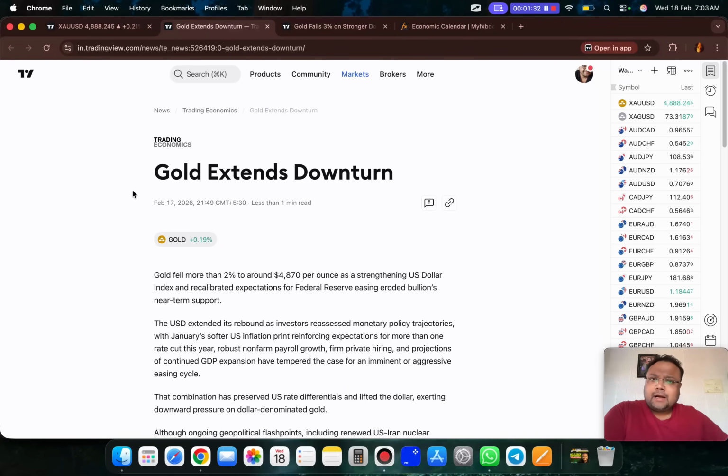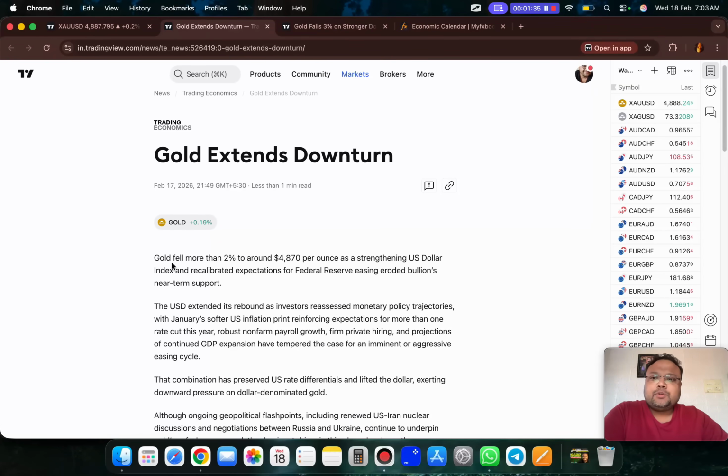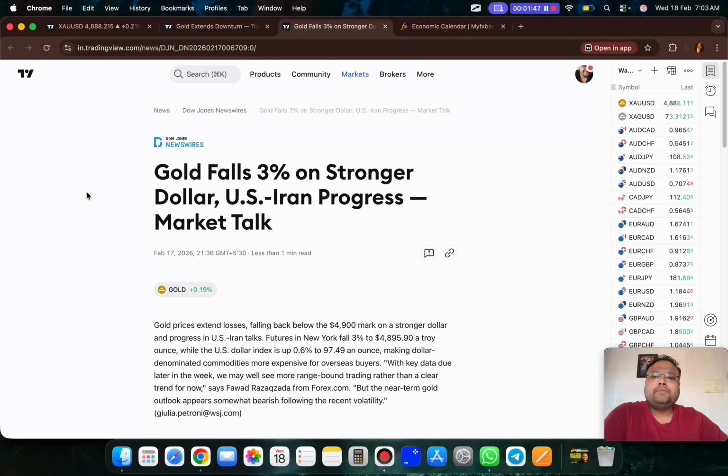And if we look at the present market sentiment, you can see gold extends downturn. Gold fell more than 2% to around 4870 per ounce, as strengthening US dollar index and recalibrated expectations for Federal Reserve easing eroded bullion's near-term support. Gold falls 3% on stronger dollar, US-Iran progress. So market is more or less hopeful for the US and Iran talk. And this is another reason why gold is under pressure, because whenever there's a global crisis, gold flies. But when the crisis subsides, okay, gold weakens. So this is what is going on in the market right now.